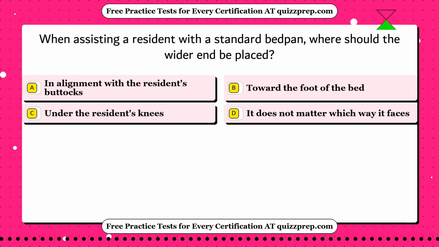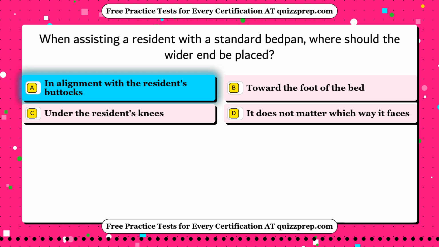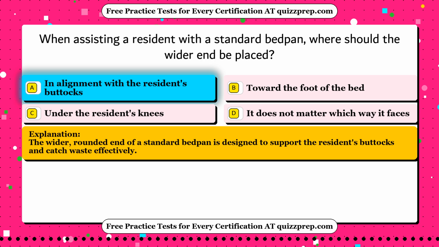Question 79. When assisting a resident with a standard bedpan, where should the wider end be placed? Option A. In alignment with the resident's buttocks. Option B. Toward the foot of the bed. Option C. Under the resident's knees. Option D. It does not matter which way it faces. The correct answer is option A. In alignment with the resident's buttocks. The wider, rounded end of a standard bedpan is designed to support the resident's buttocks and catch waste effectively.